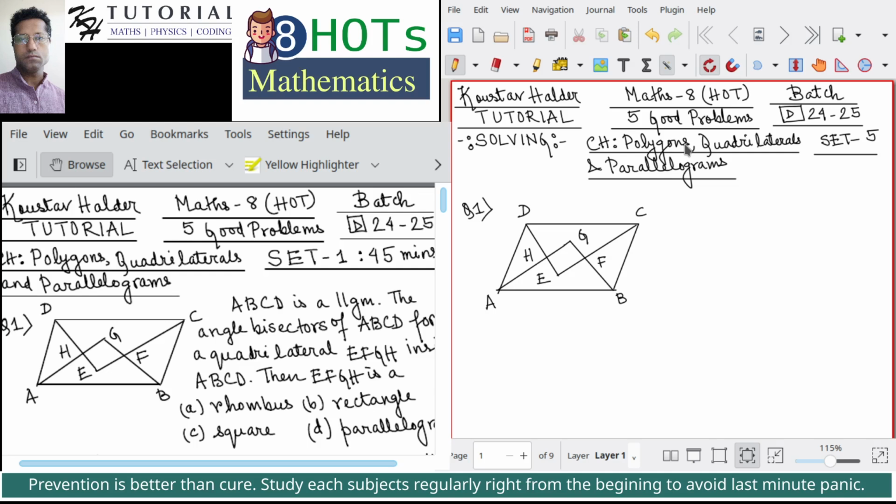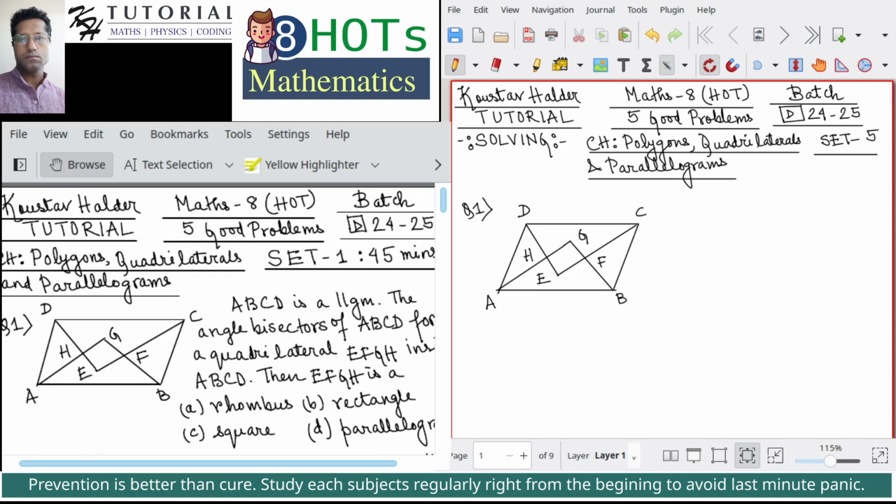And also, after solving all the problems, I will discuss the key concepts and formulas that were used to solve the problems, which is very, very important for you to revise. Okay, so let's start solving the problems.